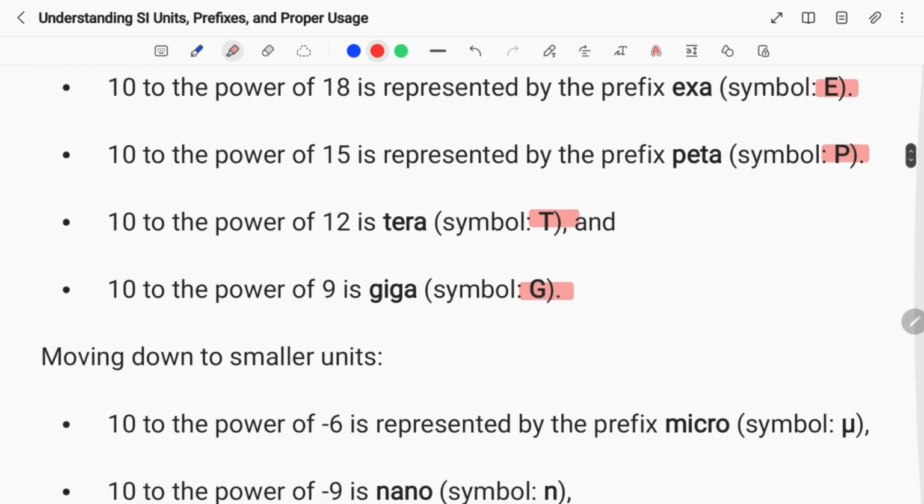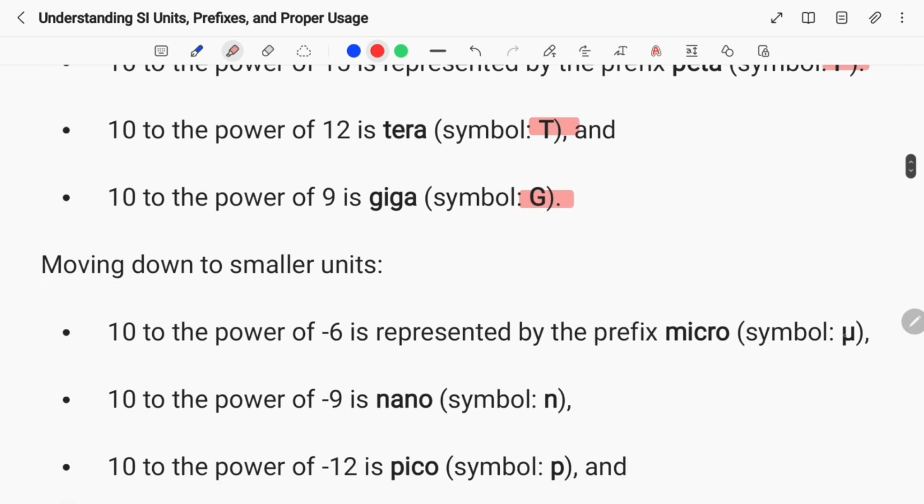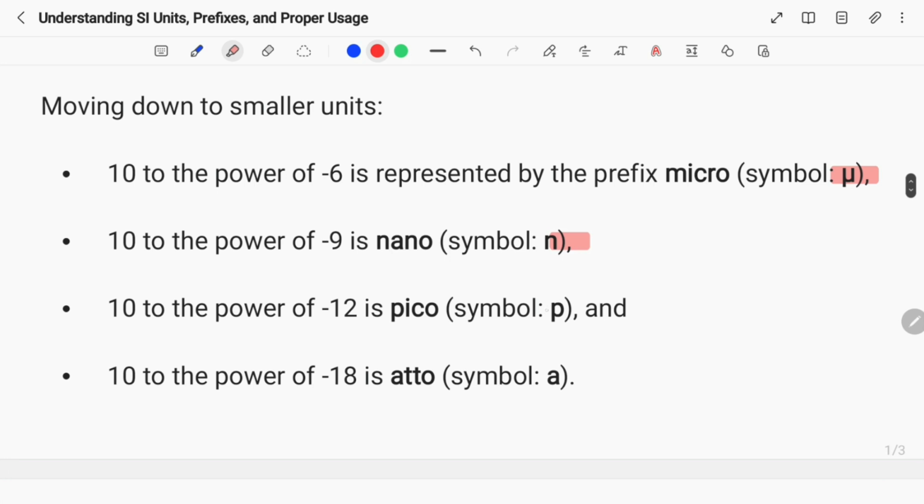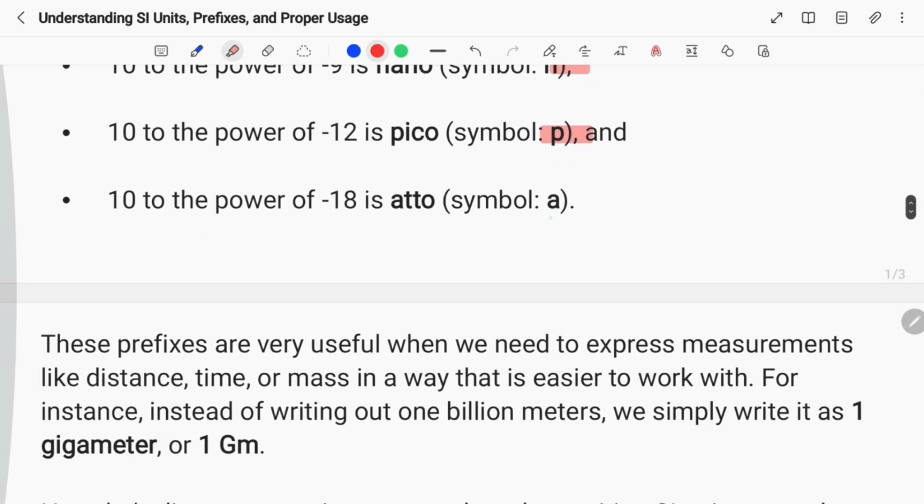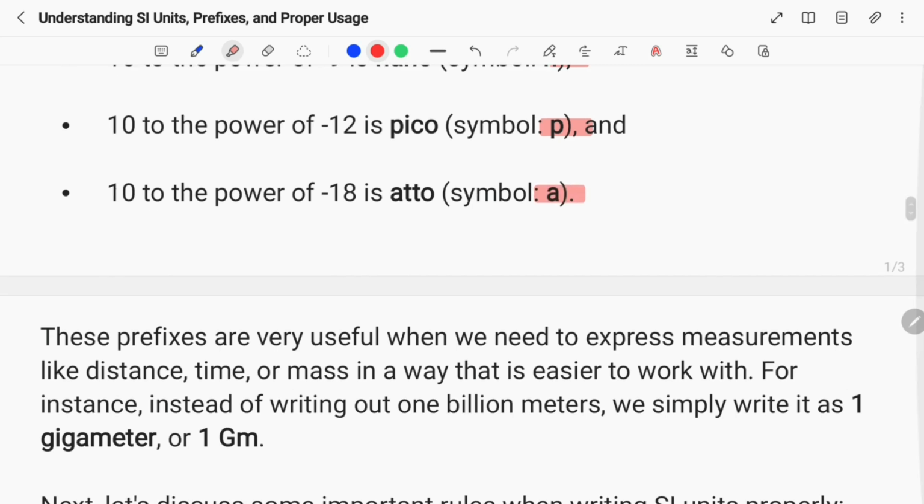G. Moving down to smaller units, 10 to the power of minus 6 is represented by the prefix micro, symbol mu. 10 to the power of minus 9 is nano, symbol n. 10 to the power of minus 12 is pico, symbol p. And 10 to the power of minus 18 is atto, symbol a.